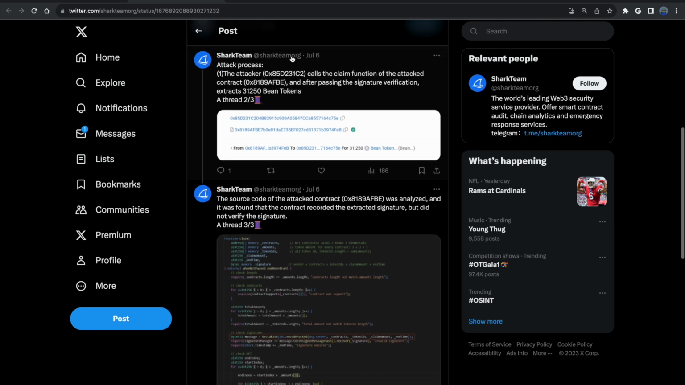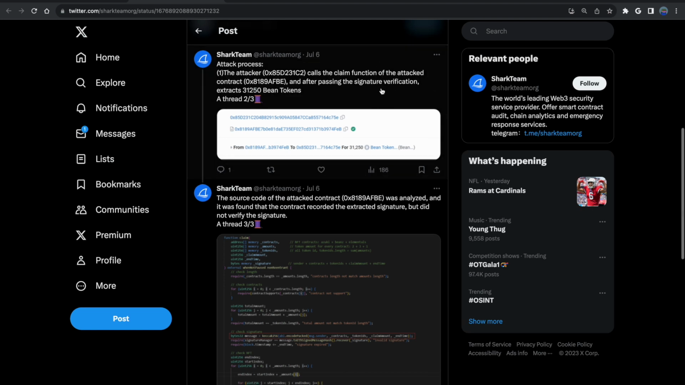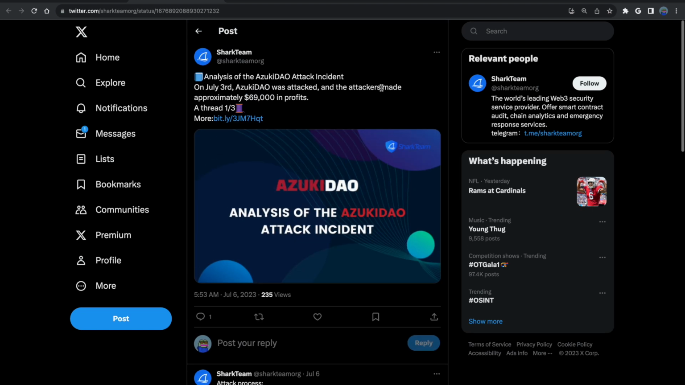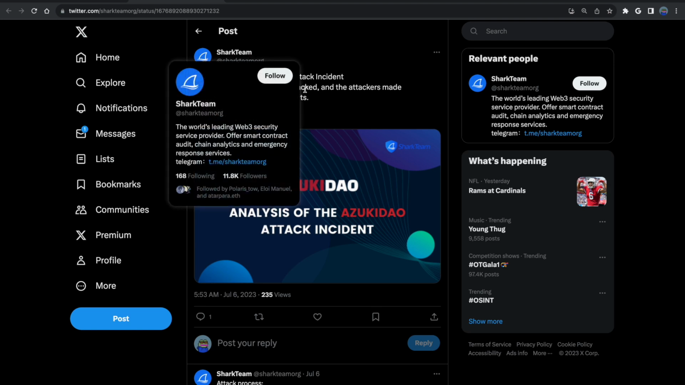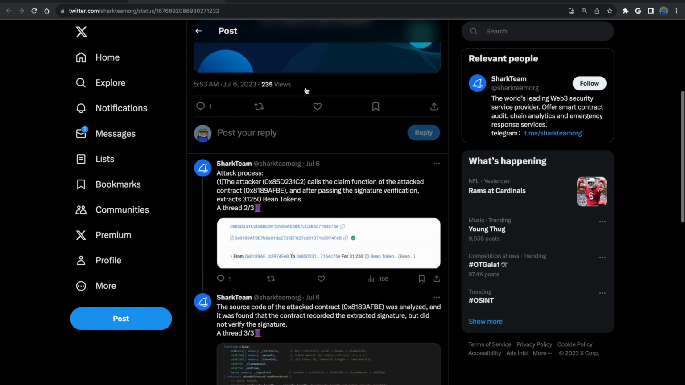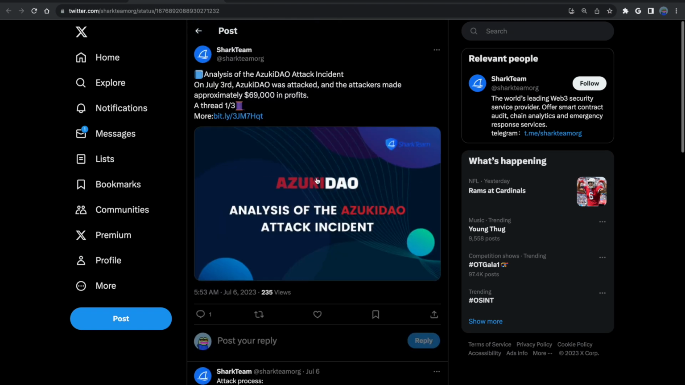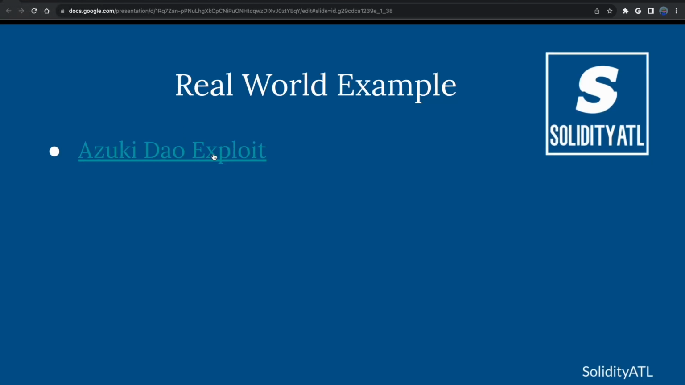Okay, so it has the whole attack process, and now we already walked through it. But if you want to take a look, then take a look at this Shark Team analysis of the Azuki DAO exploit. That's a real world example where a signature type of attack was used and it allowed someone to exploit a protocol.